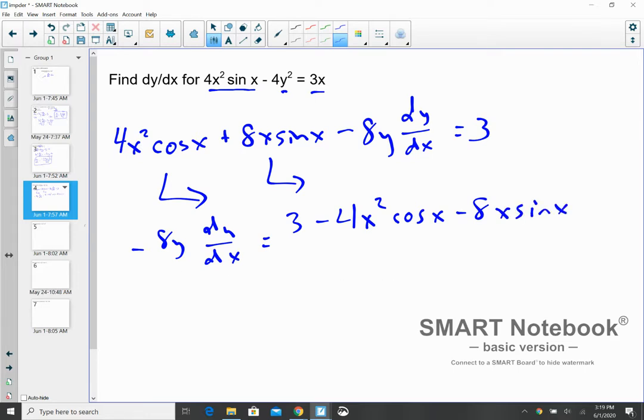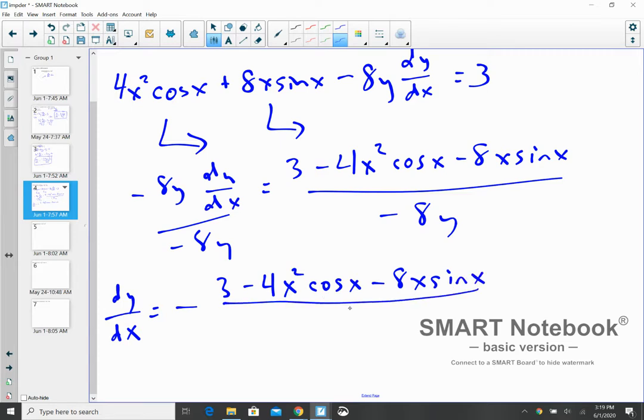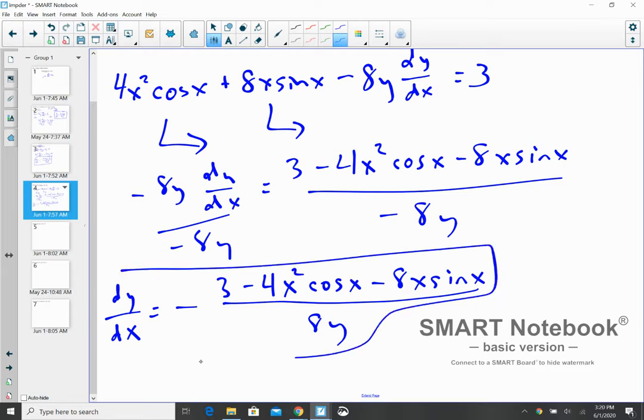And then listen to me. Divide by the negative 8y. All right. Let's see. I'm going to make this all look pretty. So dy/dx. Well, that negative sign can just get hoisted out in front of the whole darn thing. That's good. There you go. Whoop. Bam. Let's move on.